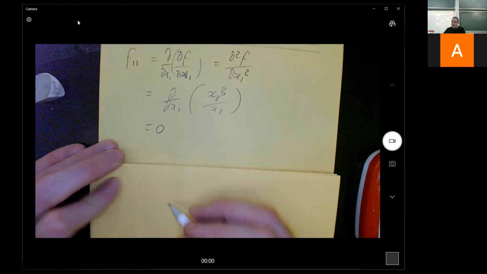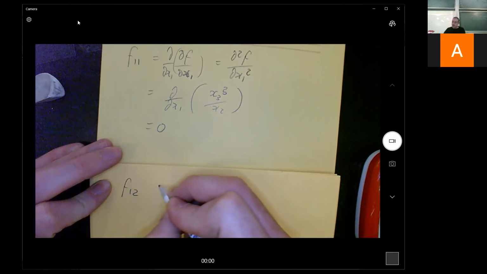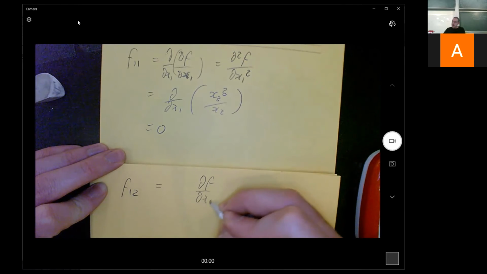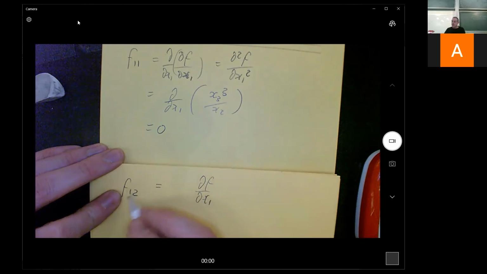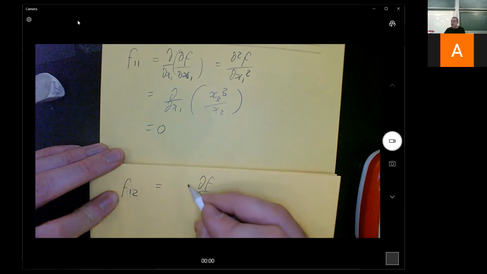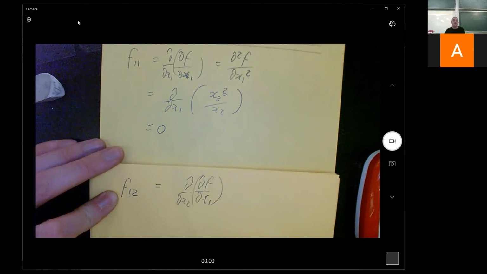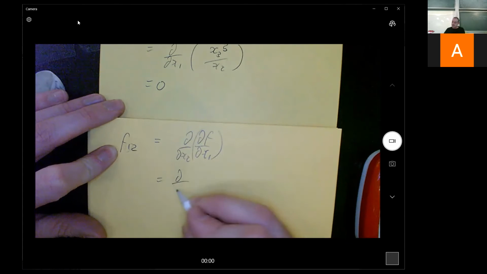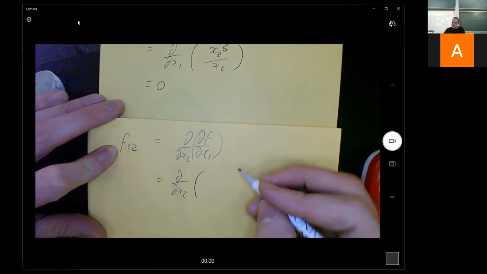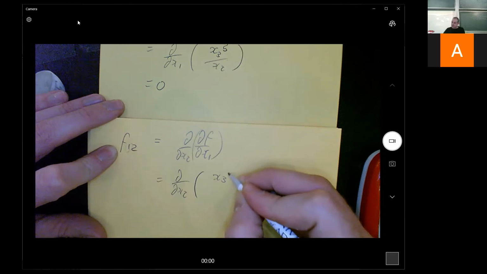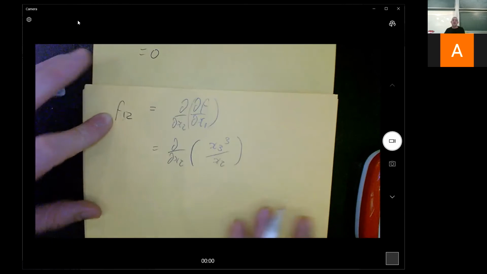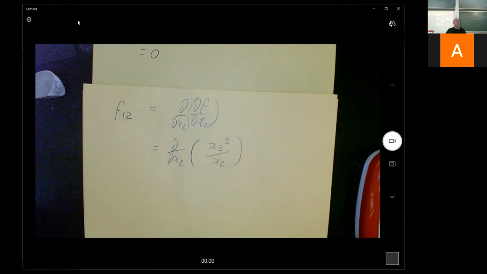But F12 would mean starting with 1 first, because it's the one that's closest to the F, and then doing with respect to X2, like that. So I'd have to differentiate that with respect to X2.